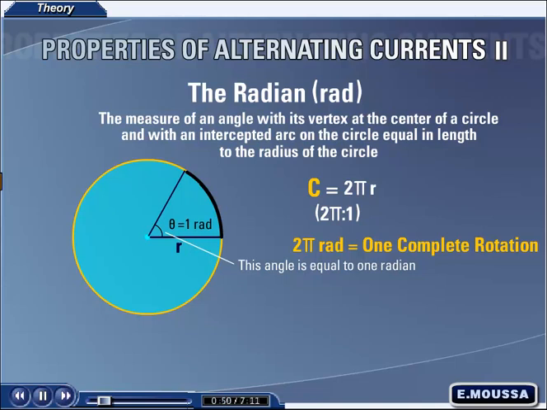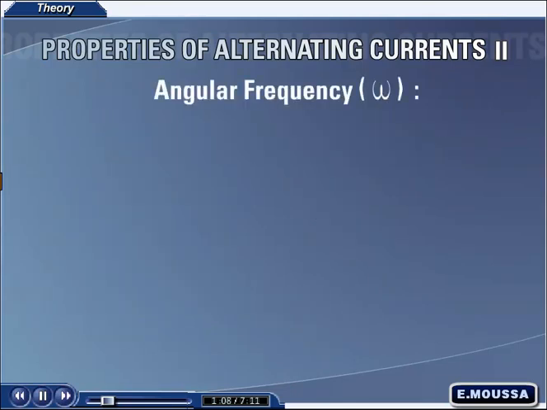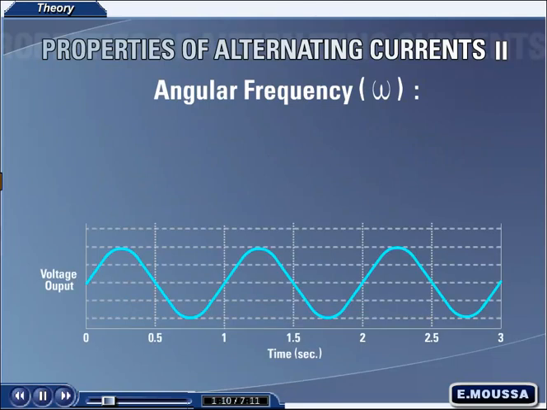If we want to equate degrees to radians, we can now say that 360 degrees is equivalent to 2 pi radians. Pi radians equals 180 degrees. Since our sine wave can be thought of as the representation of a circle over time, this relationship can be applied to our sine wave. Angular frequency. As stated earlier, 1 cycle is equal to 360 degrees, and the period corresponds to the time it takes for the waveform to go through 360 degrees.